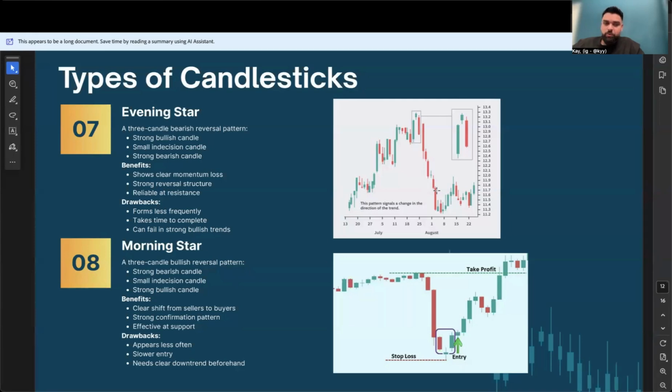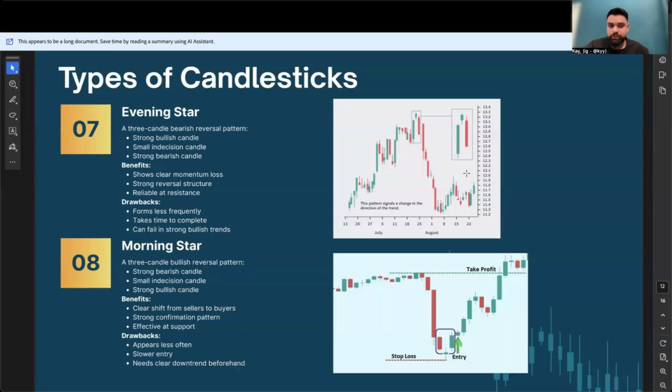The drawbacks are: forms less frequently, takes time to complete. Yeah, it's very slow, very slow. These usually perform on 15 minute, and you have to wait for like 45 minutes for it to be completely done to be 100% sure. And it can fail in strong bullish trends. It can very easily fail that.